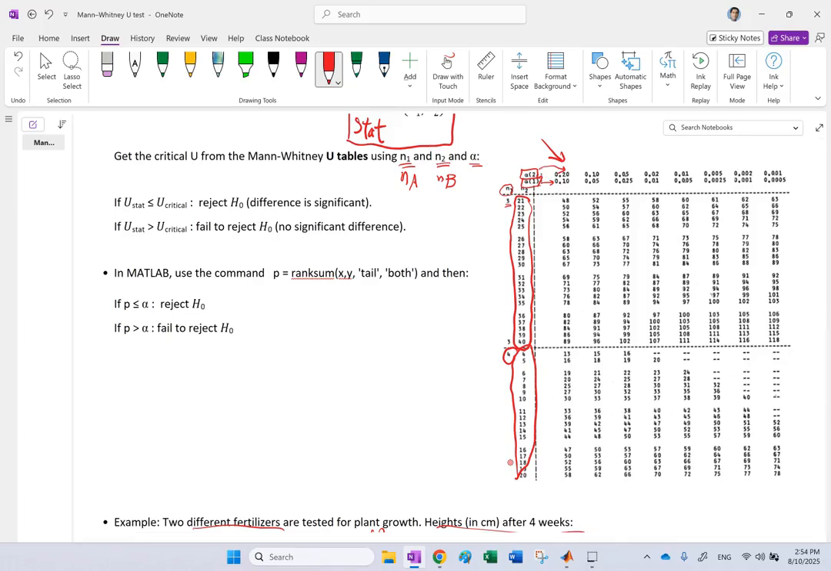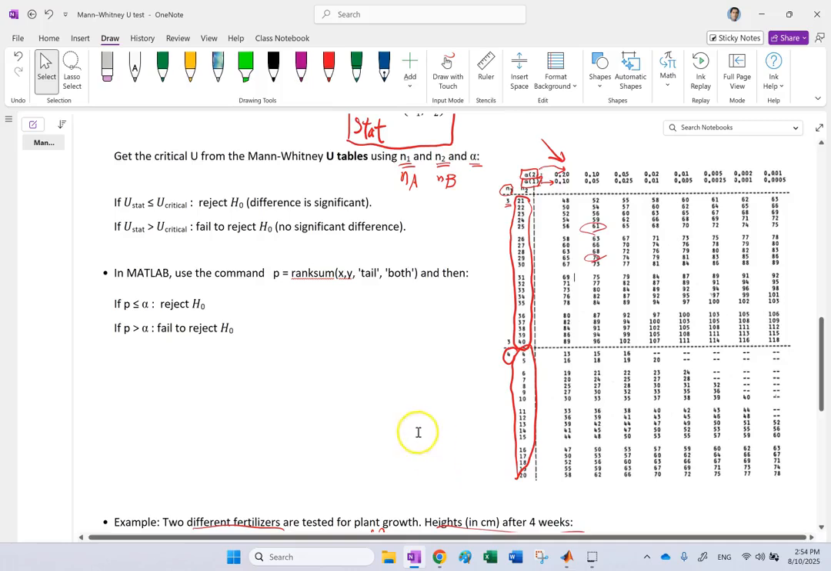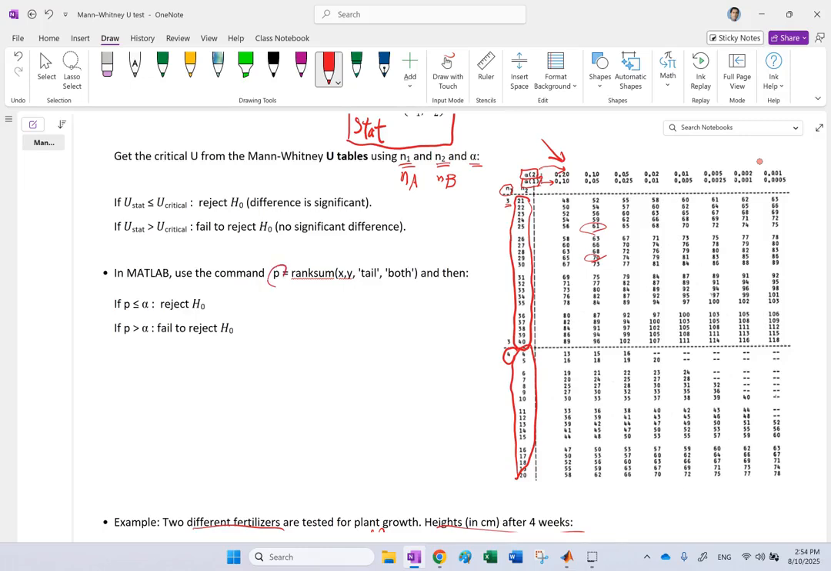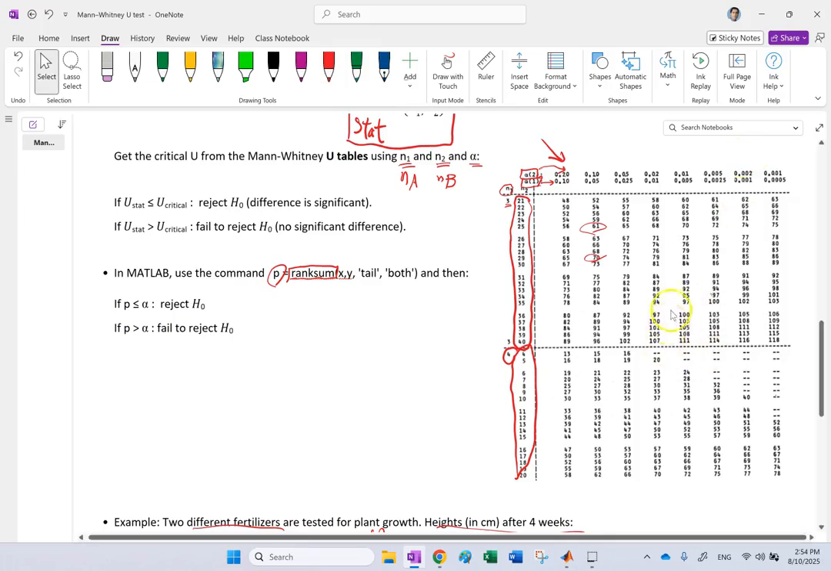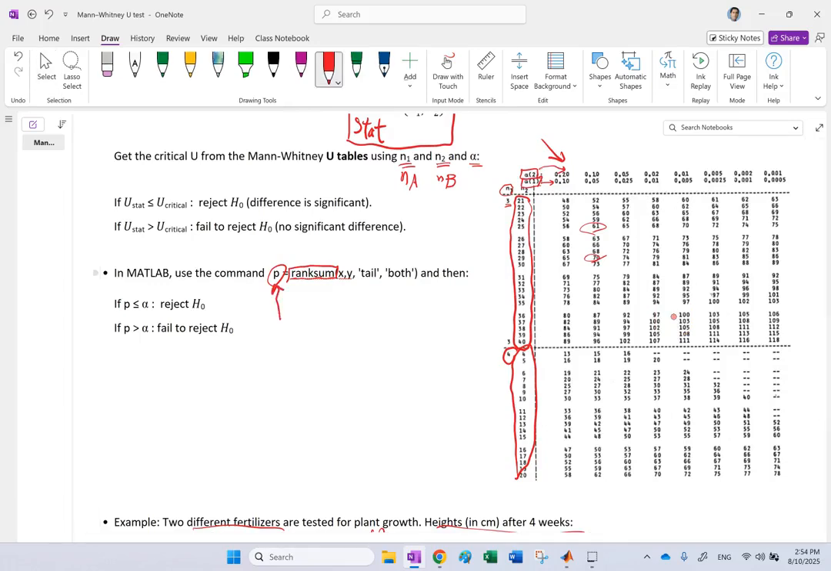And here, now at the end of the day, once you have N1, N2, and alpha, you can go ahead and read some critical U value. If you want to do that in MATLAB, the command to do it, which directly gives you P instead, is the command ranksum. So the command ranksum does a great job in MATLAB. It does not even need to go and read the U table. What it directly gives you back is the P value. And all you need to pass to it is the data in group A and the data in group B, and tell it whether the tail is both or left or right. You don't even need to give it alpha.